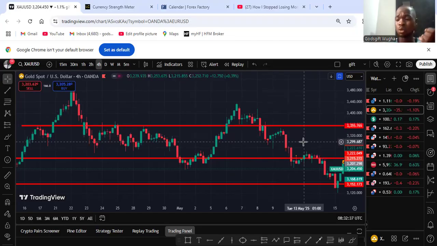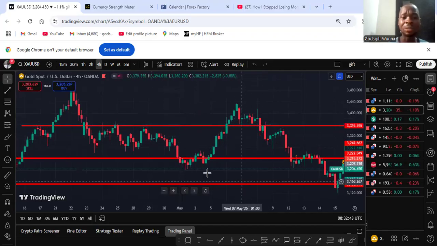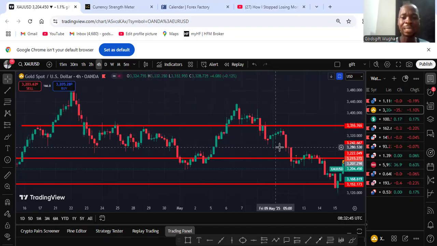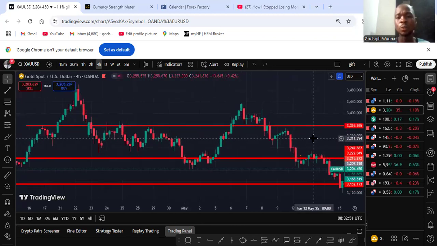Wait for the market to come to your support and resistance area. Now, all of this place, the red line, is our support and resistance. The market has broken this. So assuming you've seen this market and you want to enter this trade, what do you do?